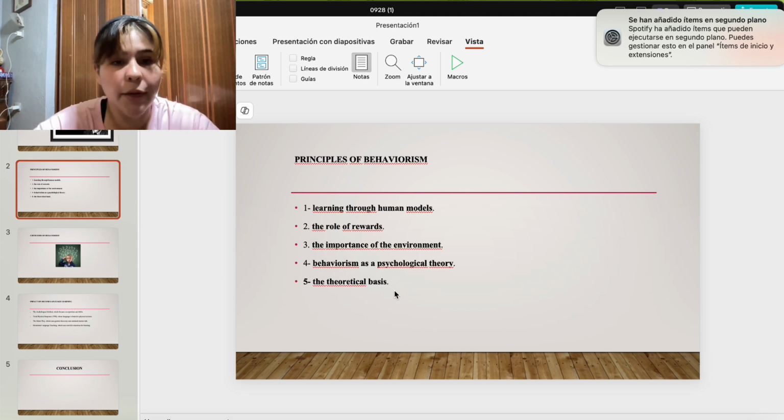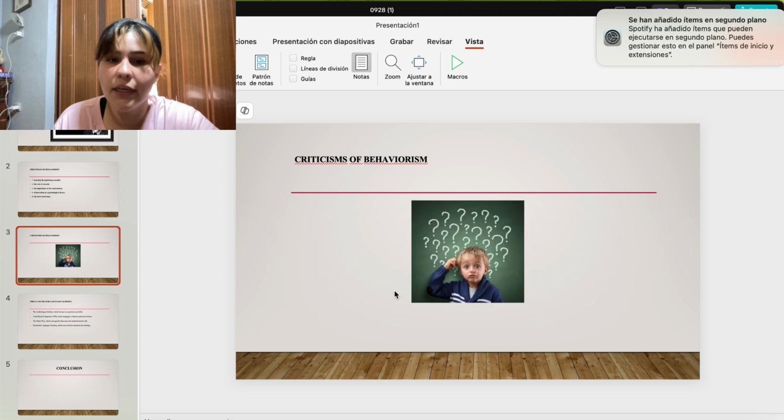Criticisms of behaviorism. However, behaviorism has several criticisms. First, it does not explain all aspects of language learning because it ignores mental processes and focuses only on observable behavior. Second, children often produce language that they have never heard before. For example, a child says, I go to the park. It's not simple imitation, but applying grammatical rules.